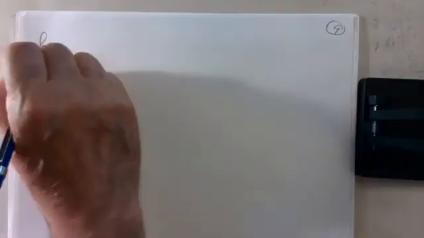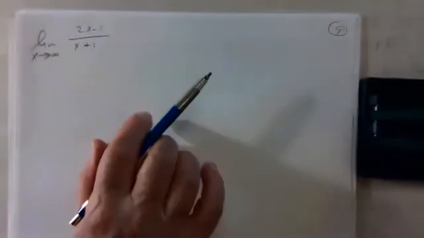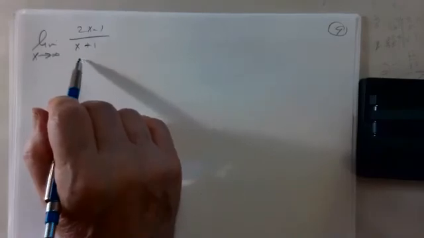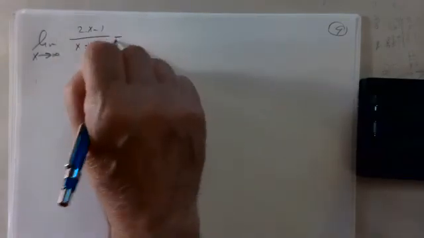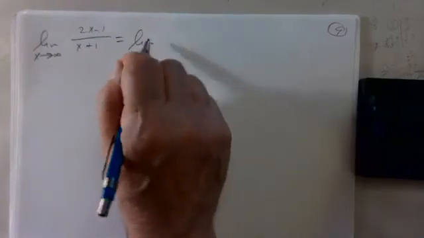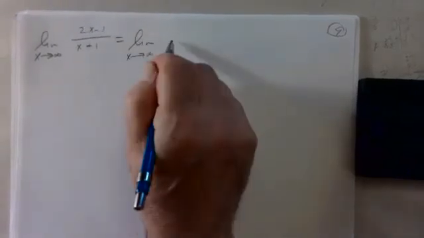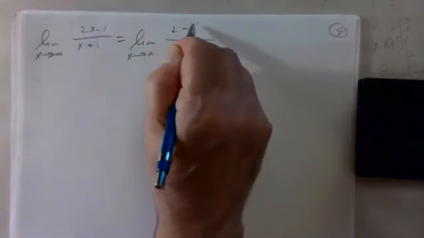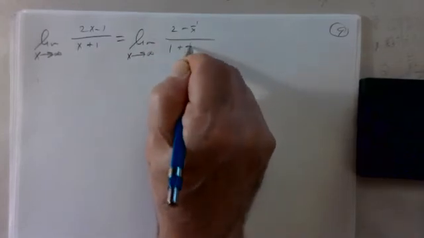All right. Let's look at a more interesting problem. The limit as x goes to infinity of 2x minus 1 over x plus 1. Now this is a little more complicated because the numerator and the denominator both go to infinity separately. So infinity over infinity doesn't make any sense. But we can do the following trick, if you like. Divide the numerator by x and divide the denominator by x. You get 2 minus 1 over x, over 1 plus 1 over x.